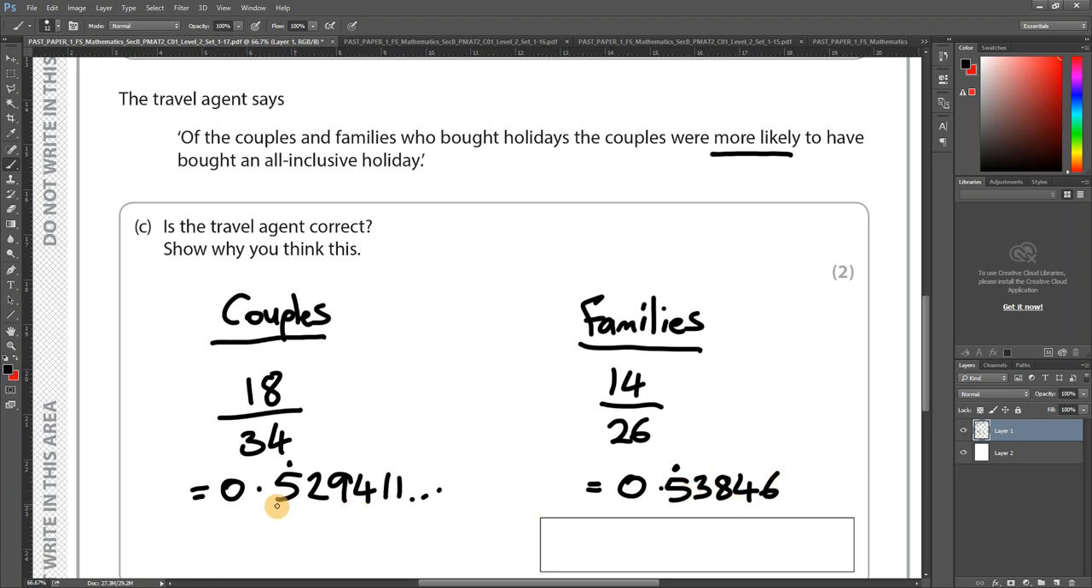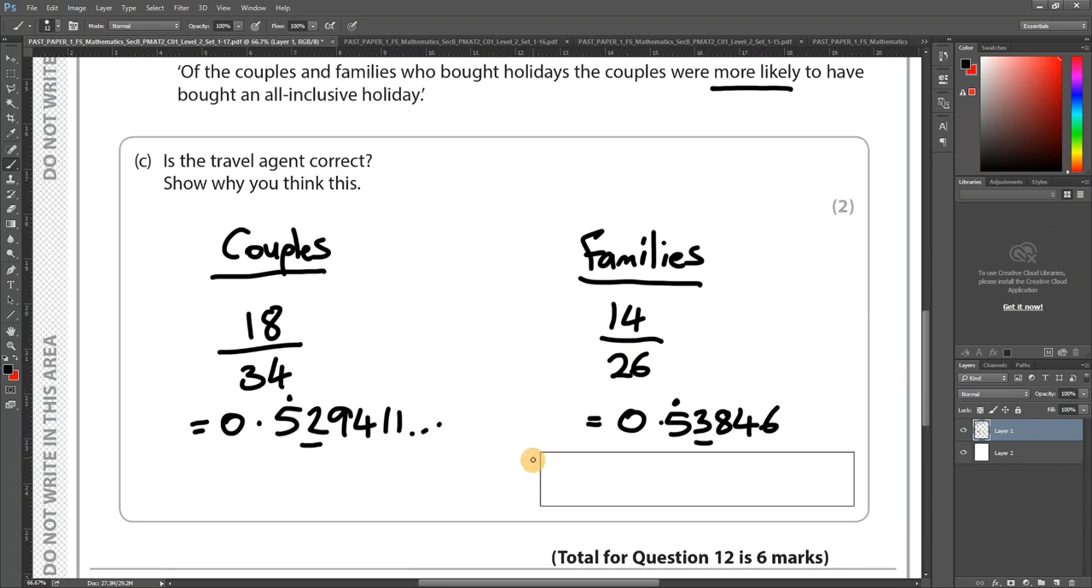As you can see, they both start 0.5 recurring, and then the next number, that's a 2, that's a 3. So which one's bigger? Definitely families. So the travel agent says the couples were more likely. No, the families were more likely. So travel agent is incorrect, so no. Yeah, they're wrong. It was the families who were more likely to have bought, very slightly, very, very slight difference, but yeah, still slightly more than the couples. That's your answer for that one.